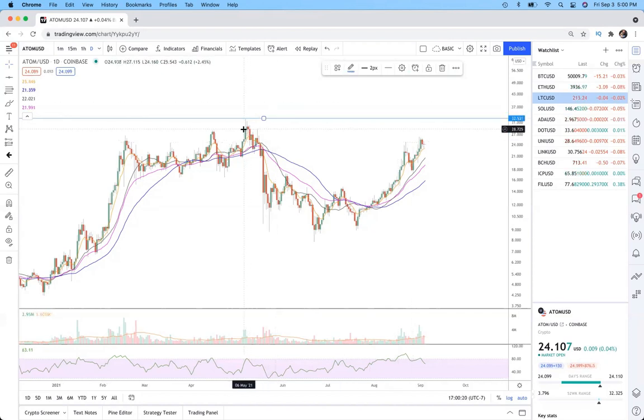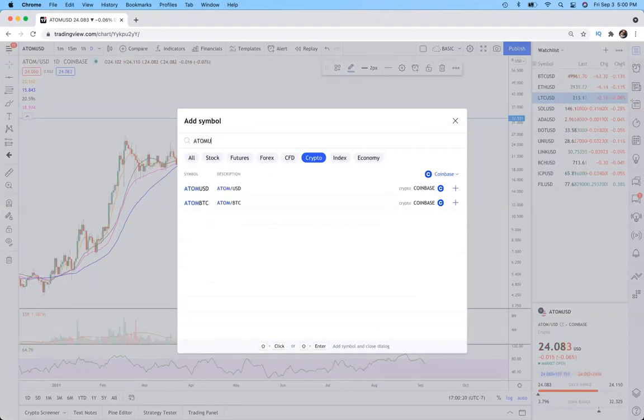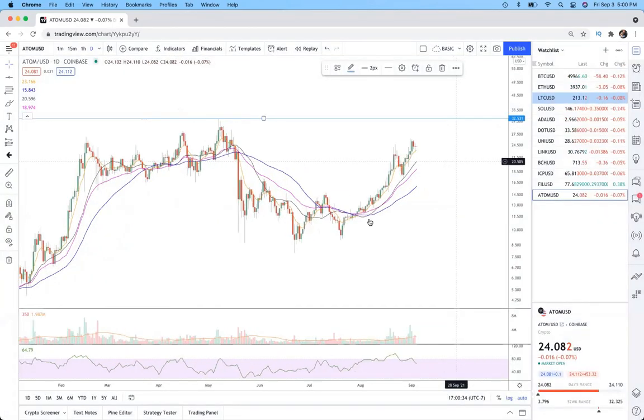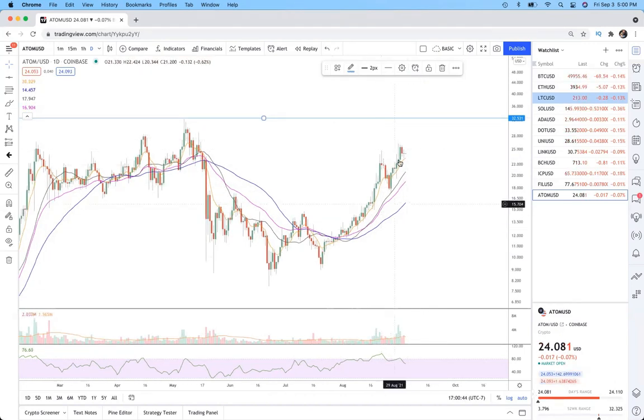So the high right here, 32 is the high. Put it on. Atom USD. All right, put it in the list. Keep an eye on that. The volume over the past few days has been increasing, the green volume. Money flow is pointing down. So right now this has maybe been overbought, and we got a little bit of a pullback.